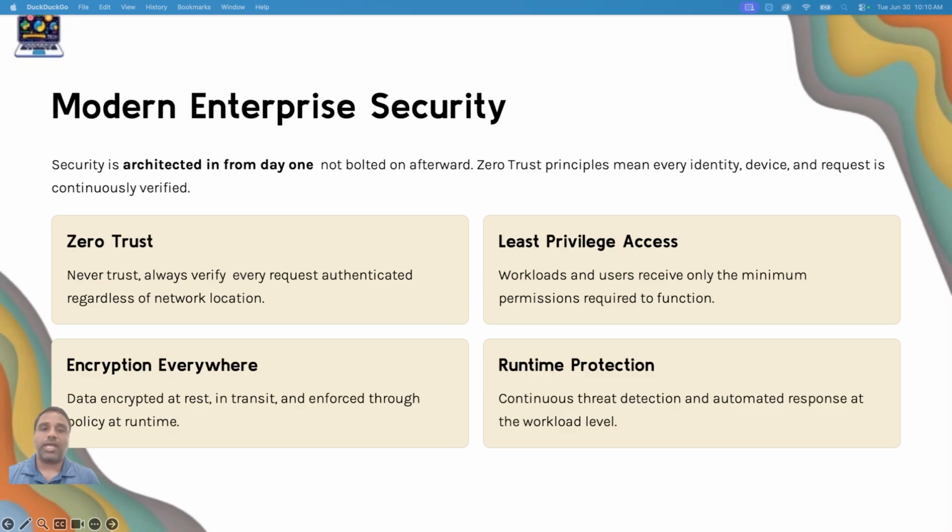Least privilege access: workloads and users receive only the minimum permissions required to perform the specific set of activities or tasks for that job. Encryption everywhere: data encryption at rest and also in transit, enforced through policies at runtime. And finally, runtime protection: continuous threat detection and automated response at the workload level gives you more freedom to explore other security patterns and then implement them within your architecture.